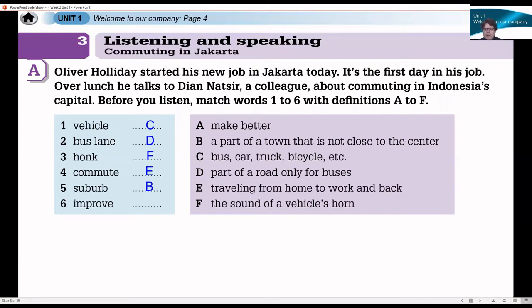Suburb, usually outside the city. So what do we have here? A part of the town that is not close to the center. And to improve, of course, is to make better.